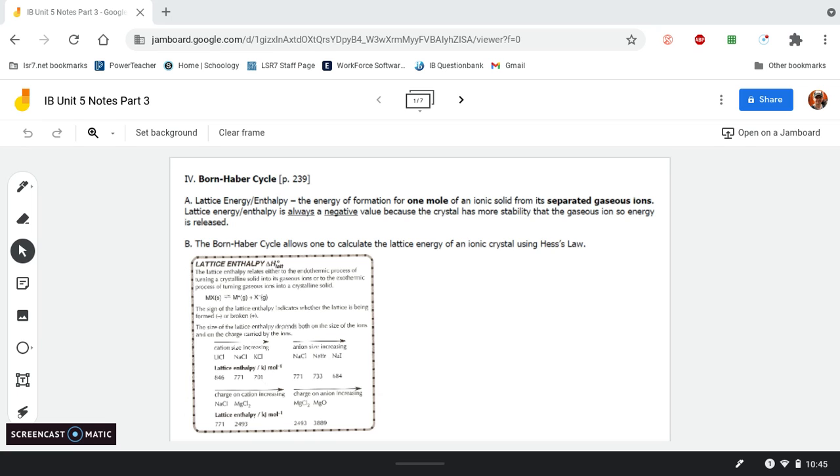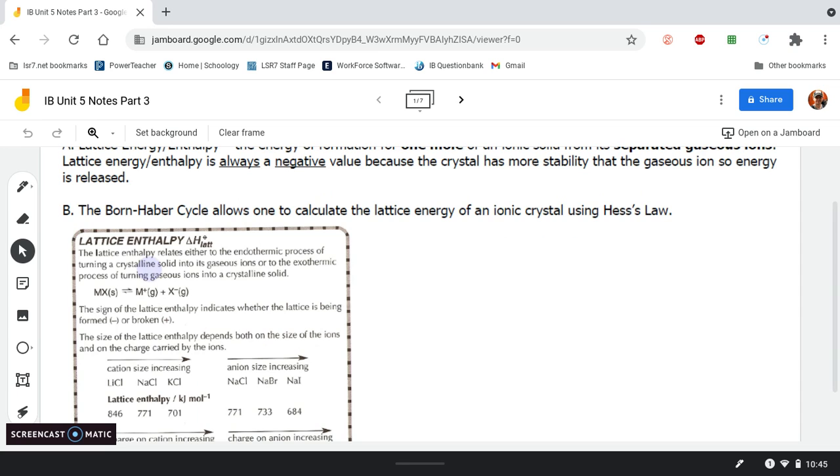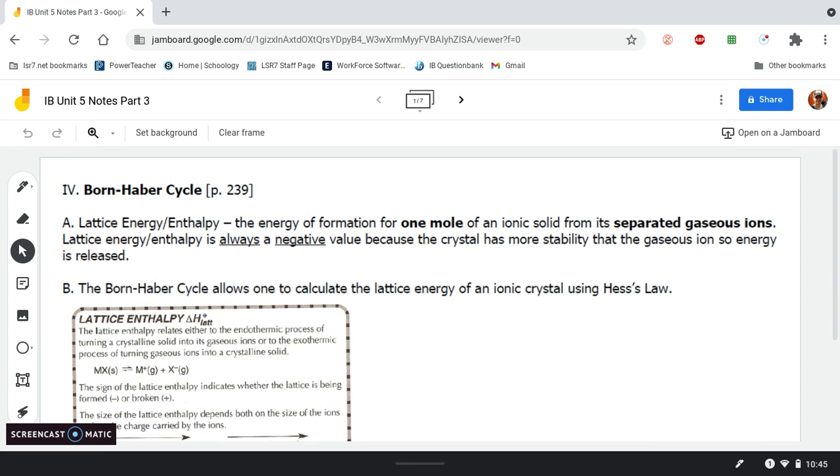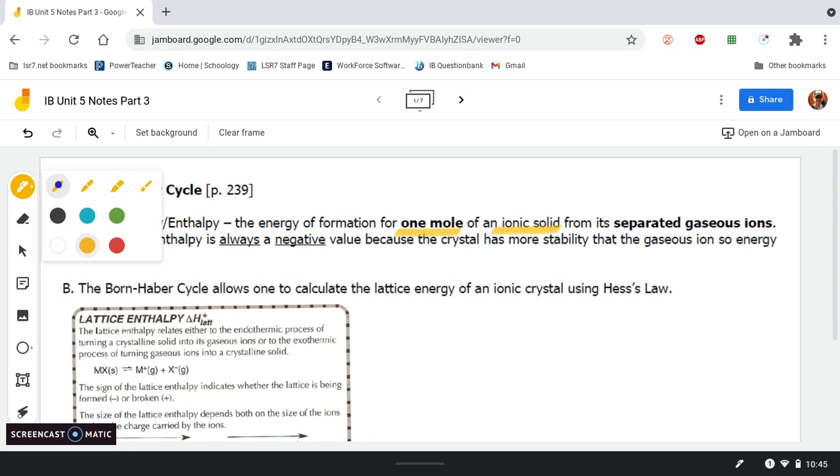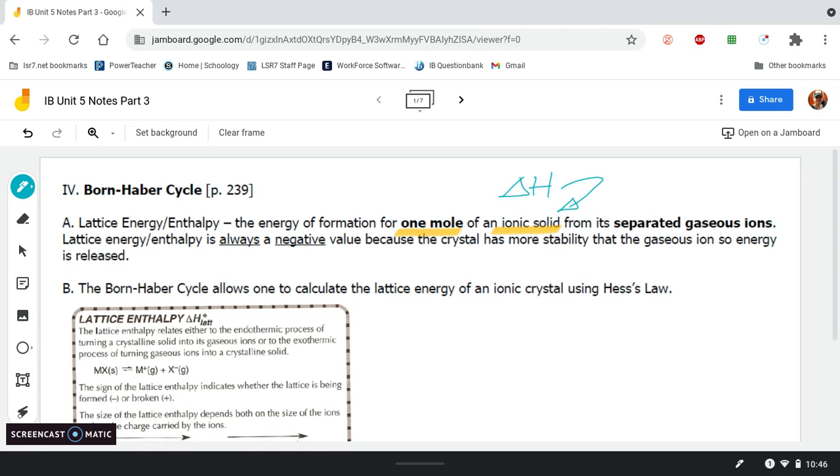It's a way of figuring out how much energy you get when you're creating, and this is really, really important, 1 mole of an ionic solid. So we're going to be finding an energy value. You guys have done this before, we're going to be finding a delta H. But this delta H is very specific. It's based upon making 1 mole of an ionic solid.